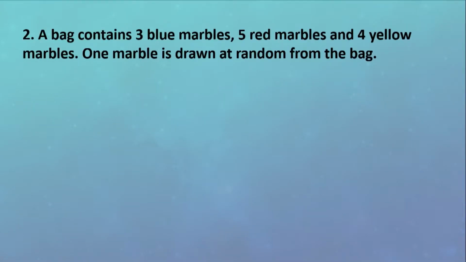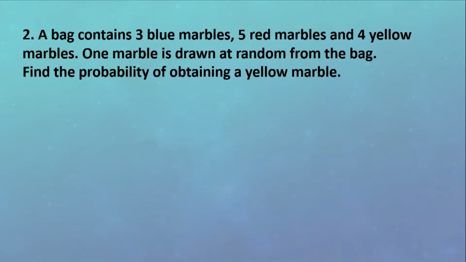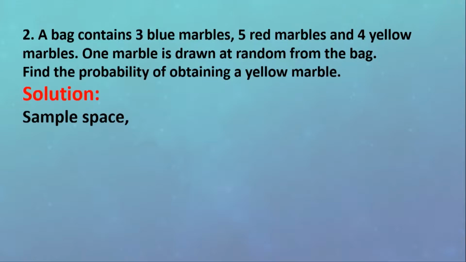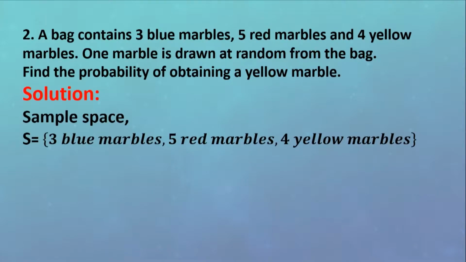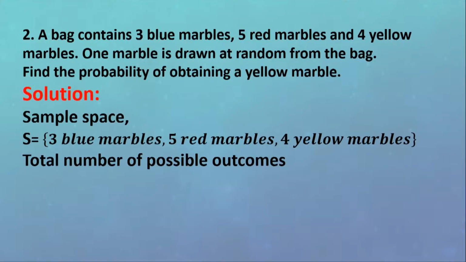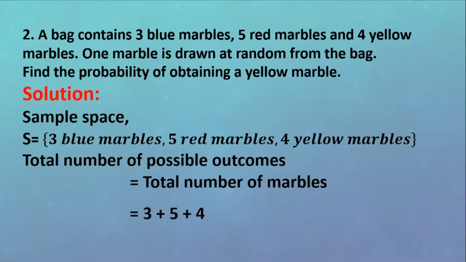Number 2. A bag contains 3 blue marbles, 5 red marbles, and 4 yellow marbles. 1 marble is drawn at random from the bag. Find the probability of obtaining a yellow marble. The sample space here will consist of 3 blue marbles, 5 red marbles, and 4 yellow marbles. The total number of possible outcomes is the total number of marbles in the bag, which is equal to 12.